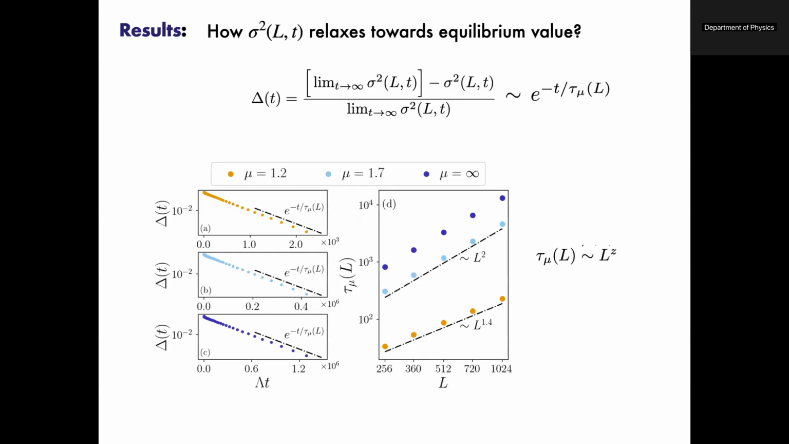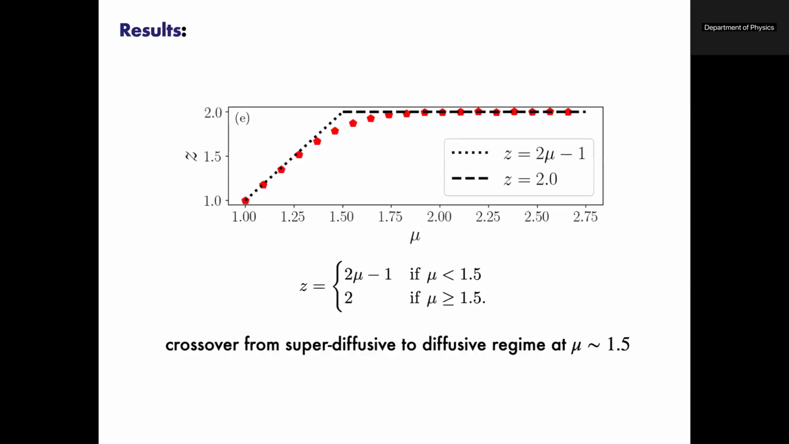This one is for mu 1.7. It actually went as L squared. Whereas if mu is 1.7 or infinity, it's like a tight binding, and it's L squared. But if mu is 1.2 or less, it's a very different power, which is 1.4. So this saturation time scale goes as L raised to z, where z depends on mu.